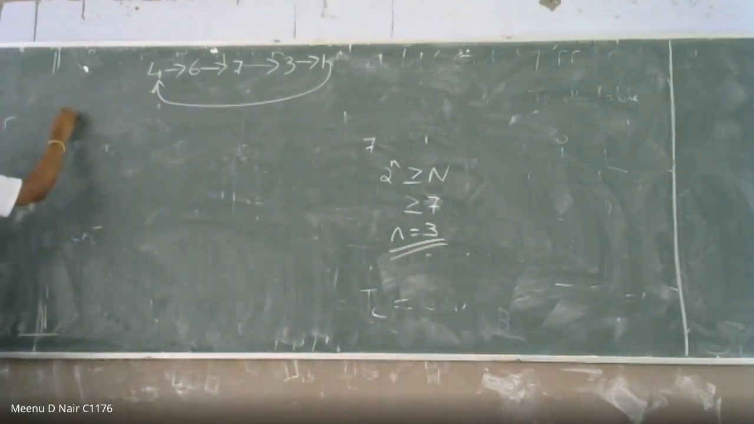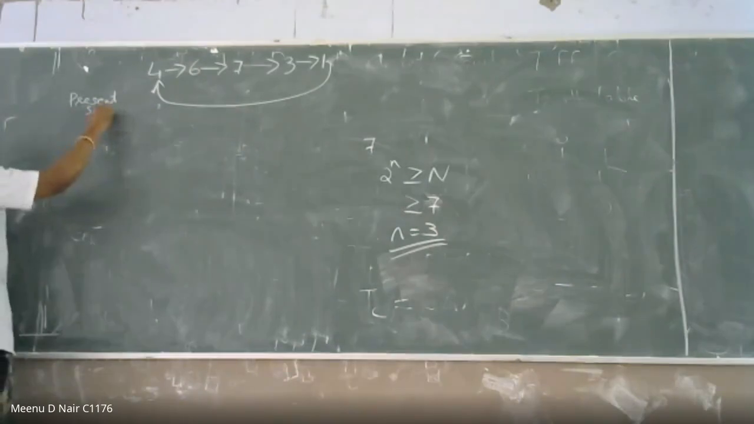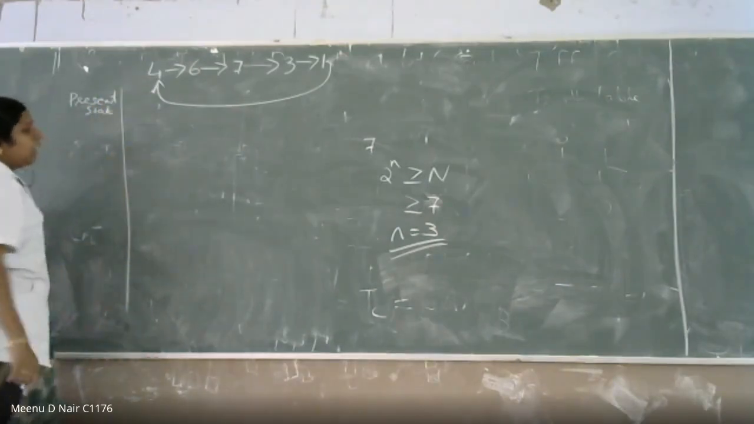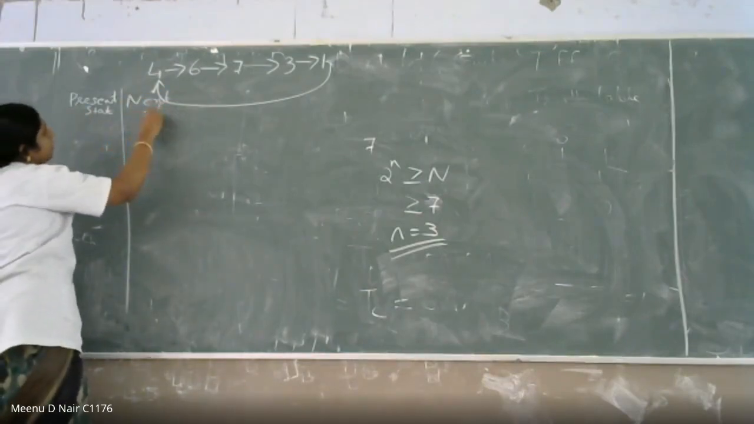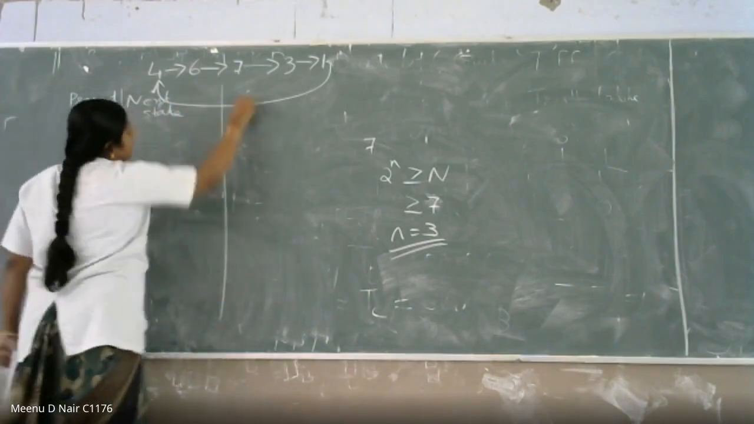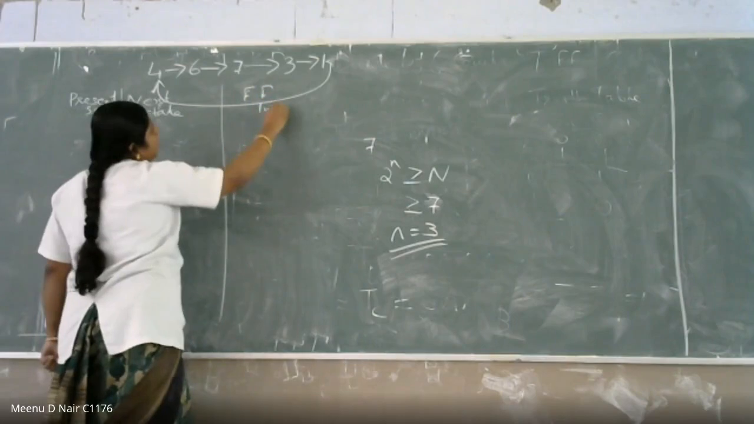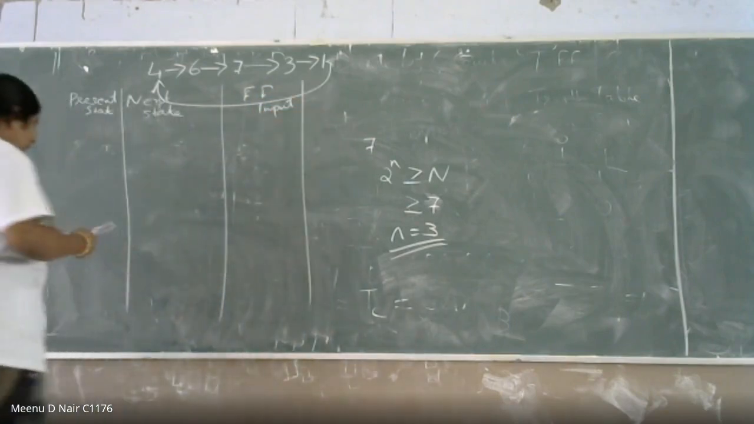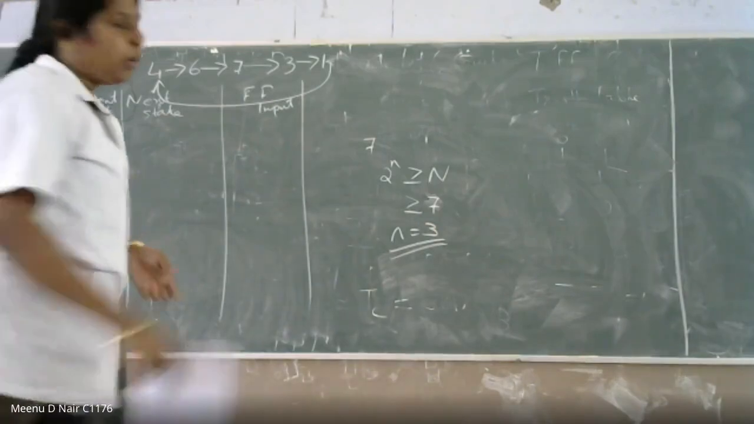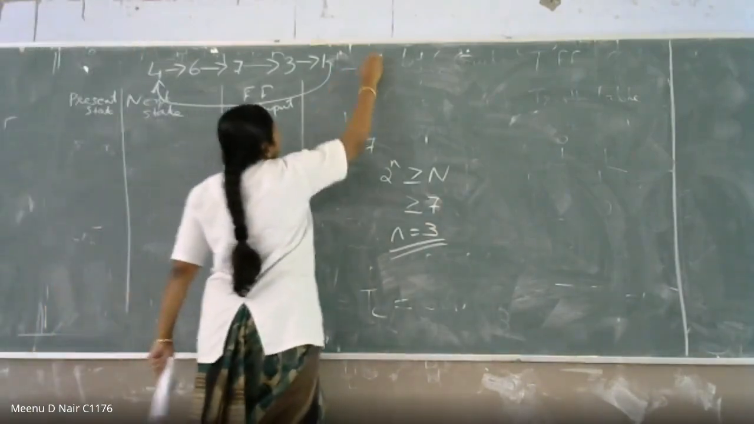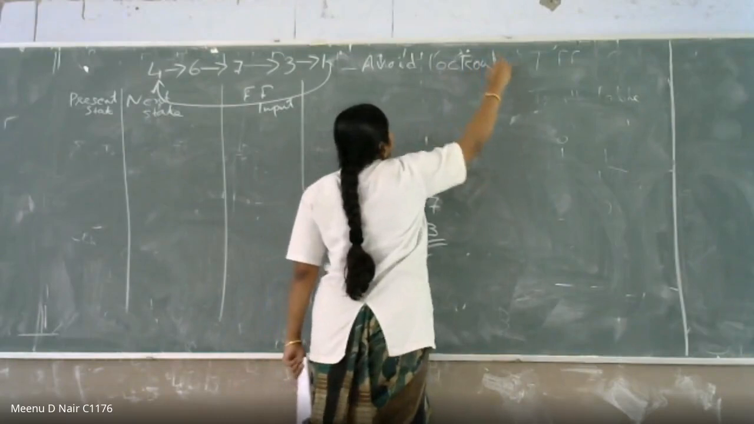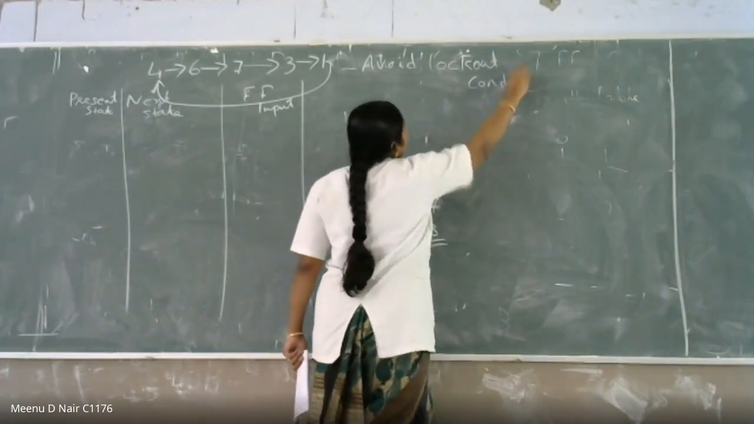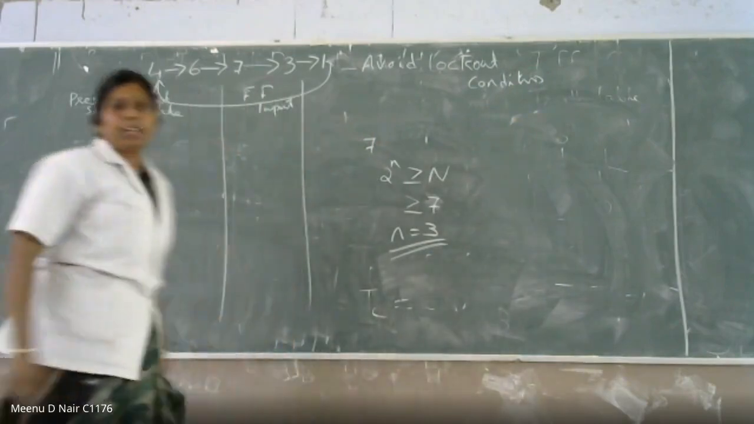So again we are going to write the present state, then the next state, then the flip-flop input. Okay. And one more thing: in this question they are asking us to avoid the lockout condition. This is one more thing that was asked.